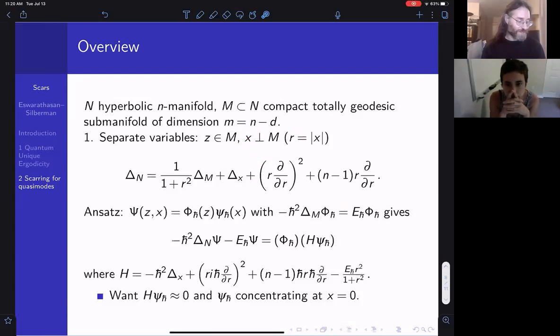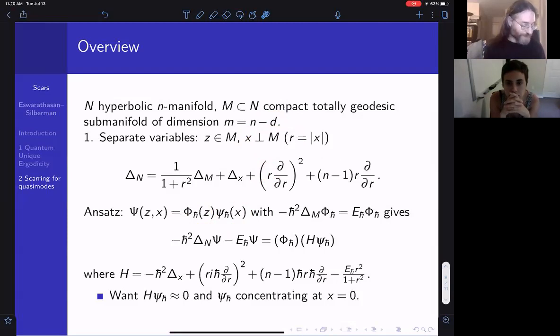So X is in R^D, right? You can think of X as D Euclidean variables. R is the radius vector along X, right? And we get these operators. And so we take an ansatz, we take something which on M is an eigenfunction of some type. And then we try to understand what we do in the perpendicular direction.